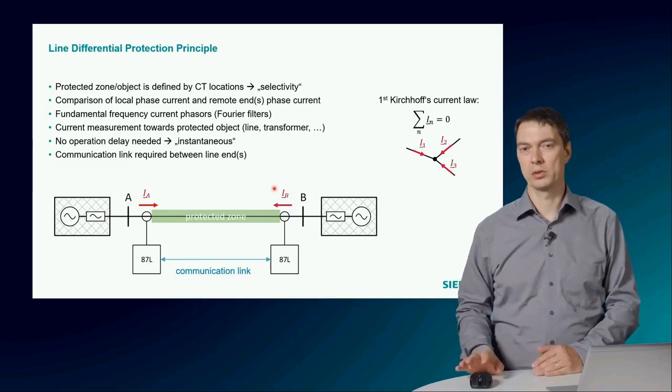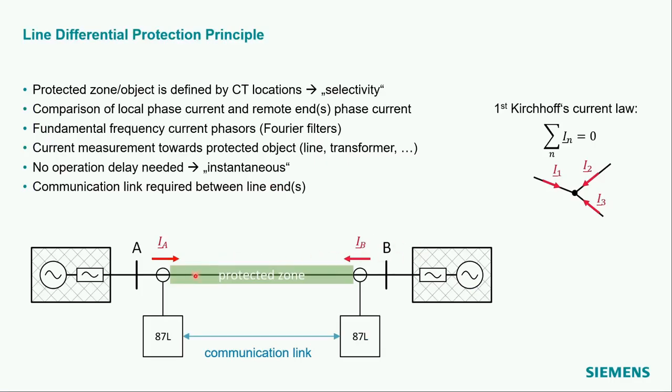The protected zone is shown in the figure below, in the green color. There we have two power grids, A and B, which are connected by a line. The current transformer locations delimit the protected zone, and that gives you 100% selectivity. The measured line currents are evaluated in the connected line differential protection devices, which are here marked with the 87L, which is an ANSI code.